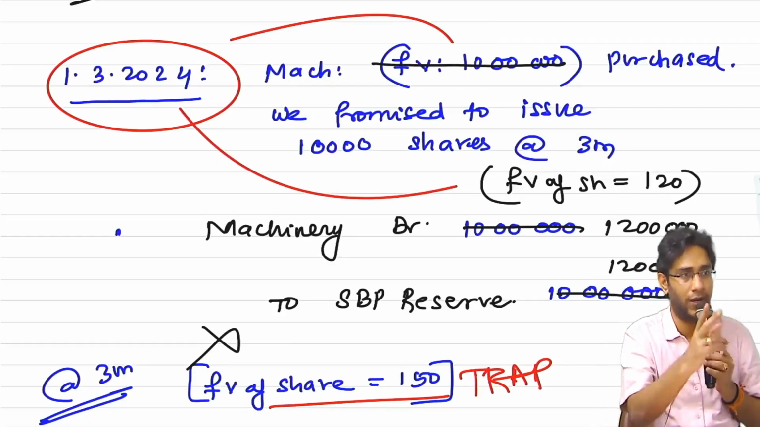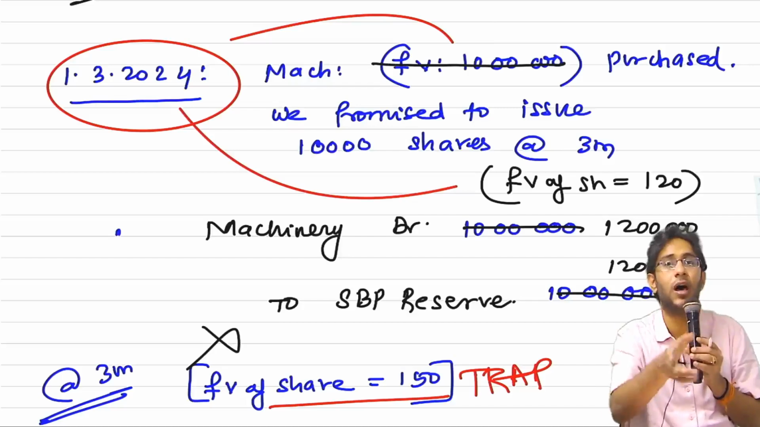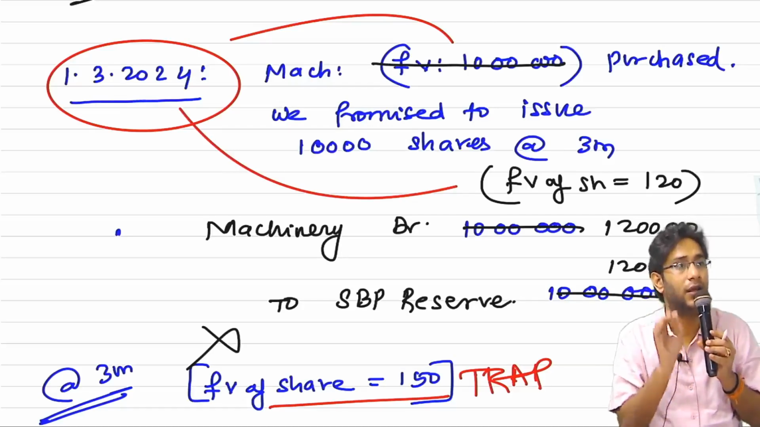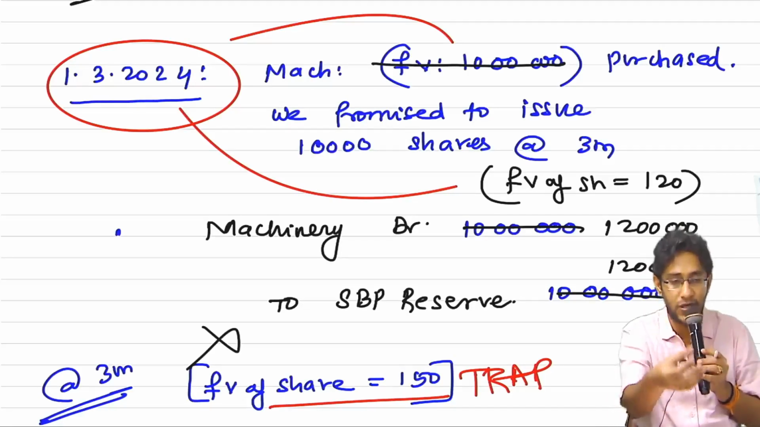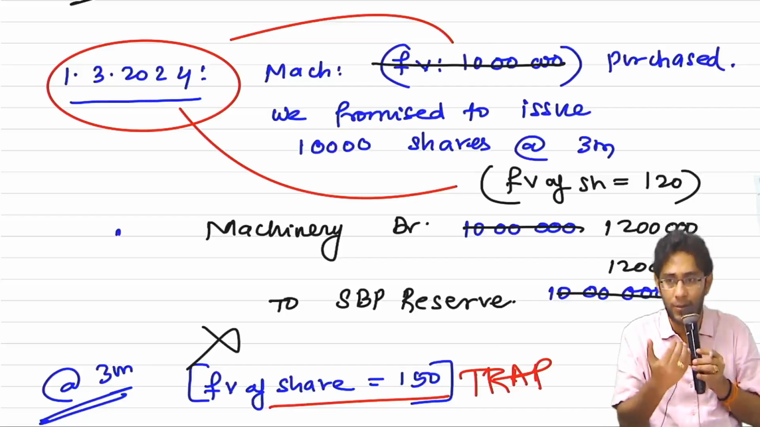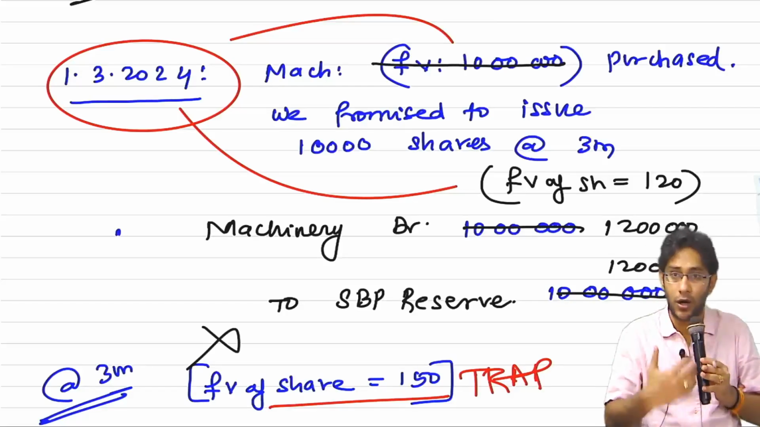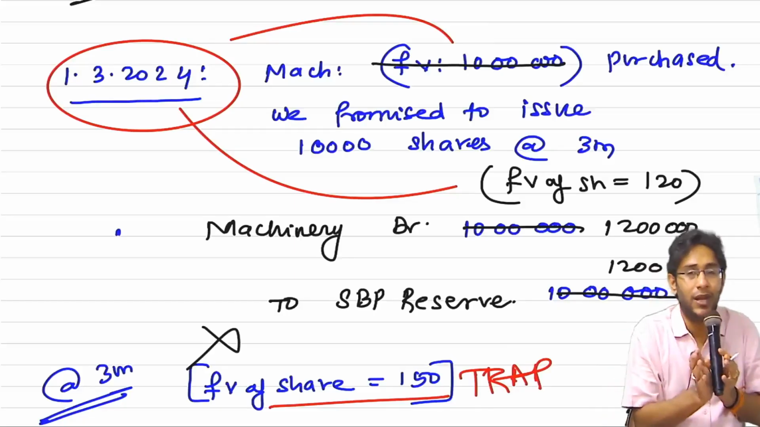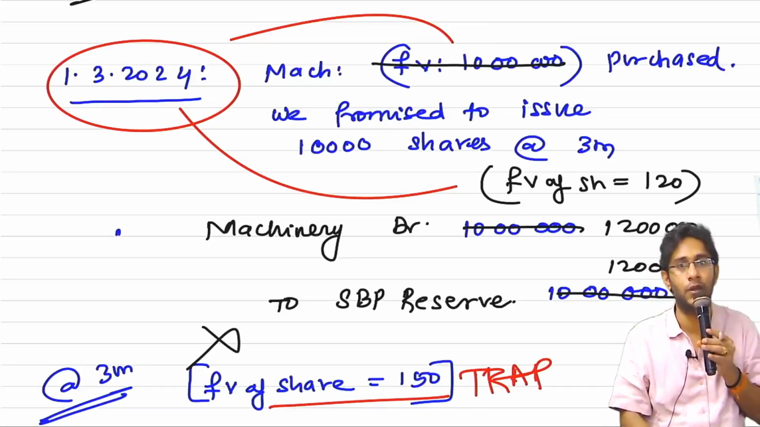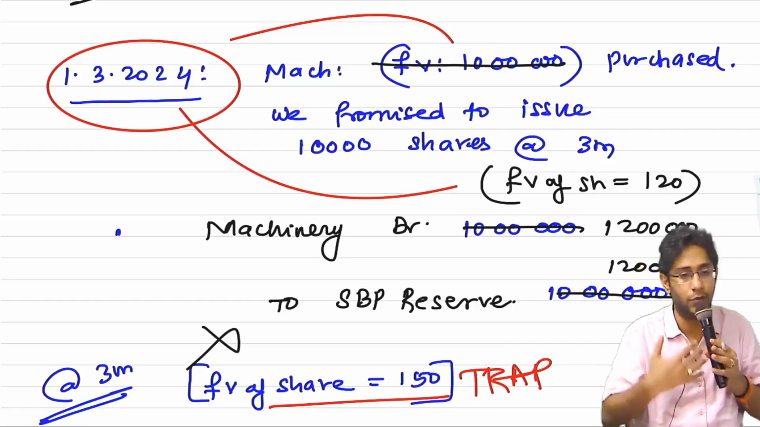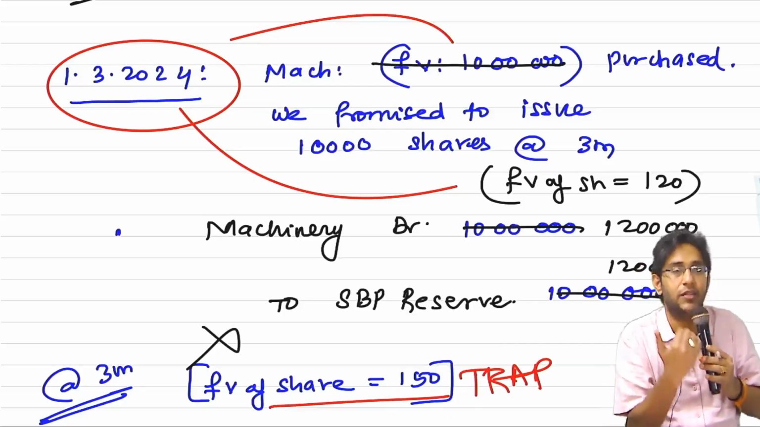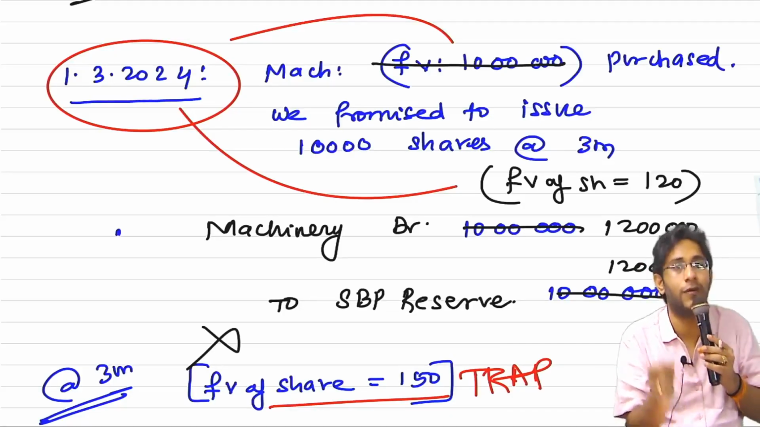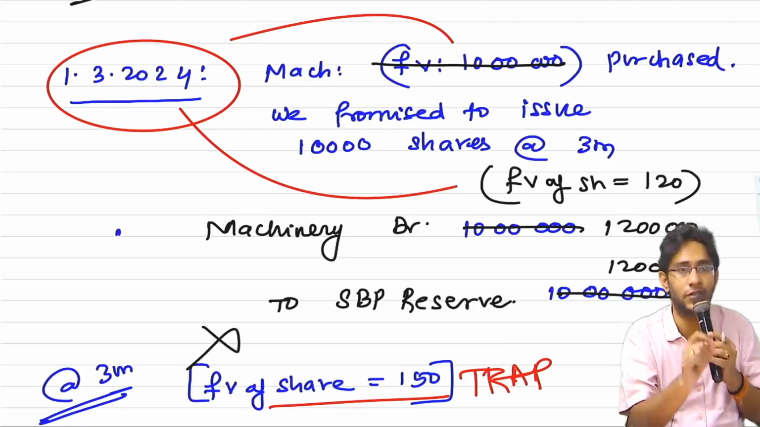Whatever 120 or 10 lakh rupees we are seeing, both are worked out on which date? The date on which machinery is obtained and available for our use. The contract to buy machinery, the contract to issue shares, might have been entered on 15th February. That is the grant date, the date on which terms are agreed. But machinery is obtained on 1st March. So valuations also should be done on 1st March.